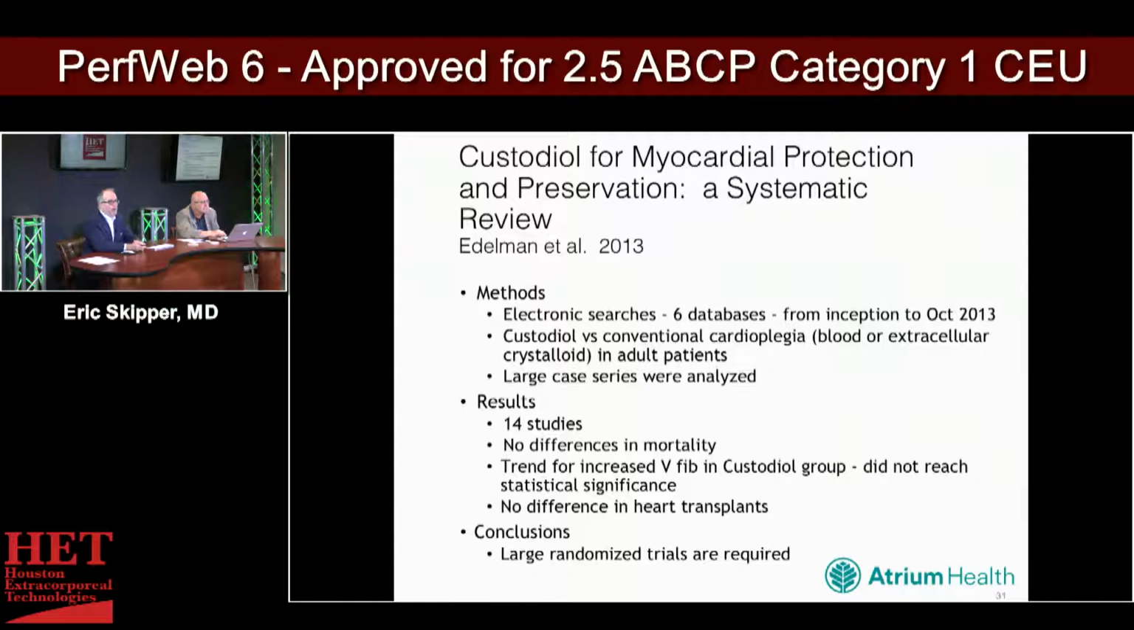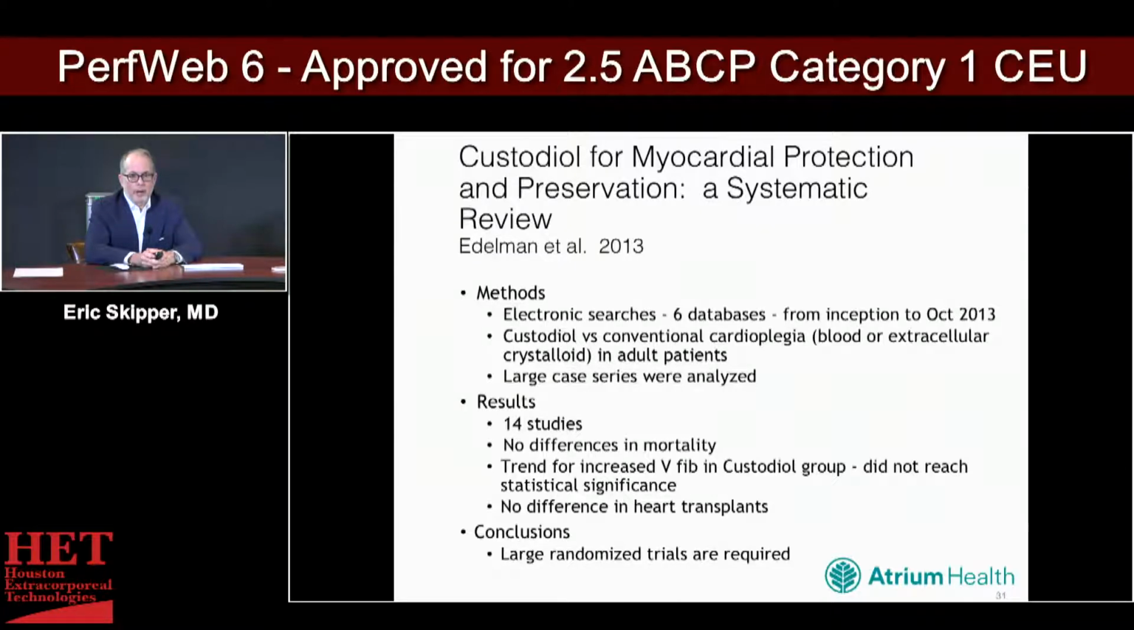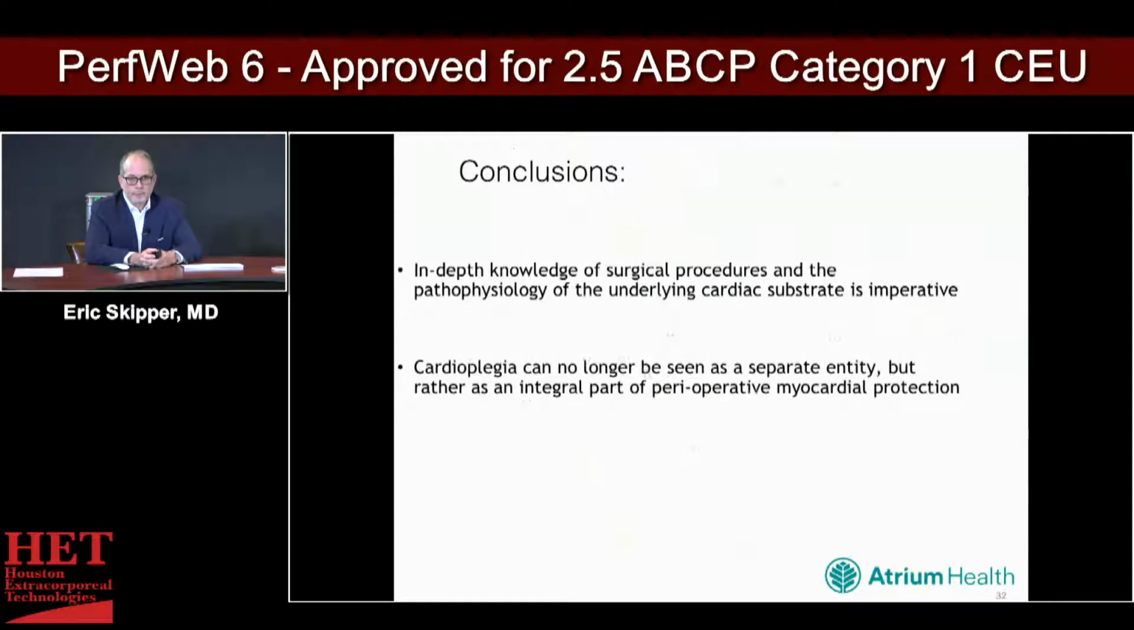If one looks at a study published in 2013 as well, looking at custodial versus conventional cardioplegia, 14 studies were analyzed, no differences in mortality, a trend toward increased VFib in the custodial group, but it did not reach statistical significance. And they actually looked at a heart transplant subpopulation and found no difference between conventional cardioplegia and custodial. Again, smaller studies and non-randomized. You're noticing a trend.